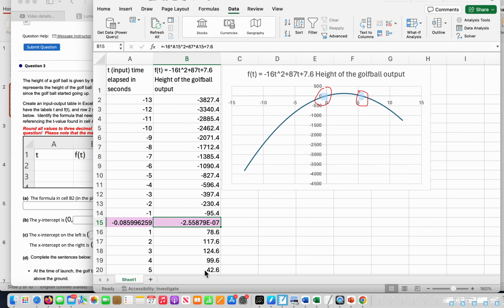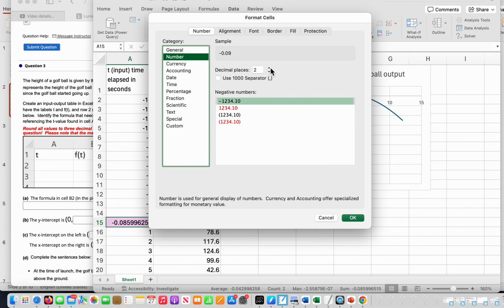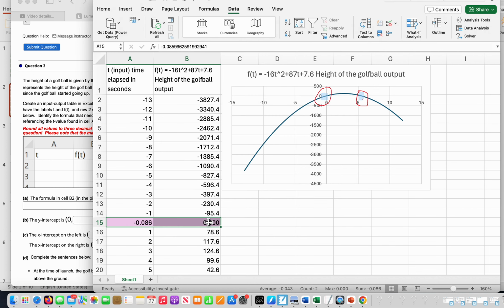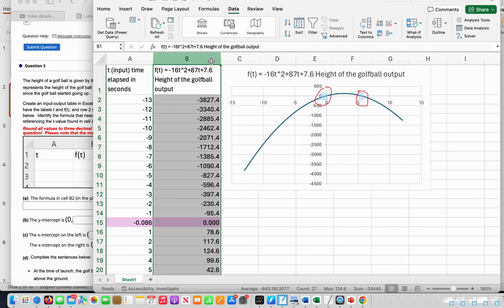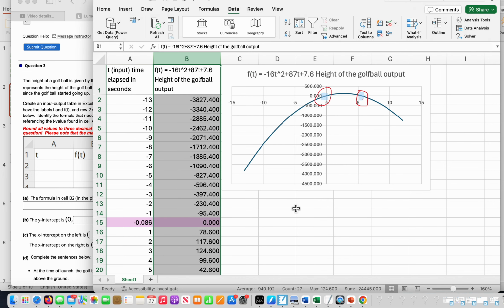Okay, so a lot of times you're going to get this weird number here that is like, wait a minute, that doesn't look like 0, but this is a very small number, negative 2.55879 times 10 to the negative 7th. So that is scientific notation there. I think this problem said that we want to round to 3 decimal places. All right. So if I do that, you can see that that rounds to 0. In fact, I'm going to make this whole column have 3 decimal places because that's what this problem is asking.